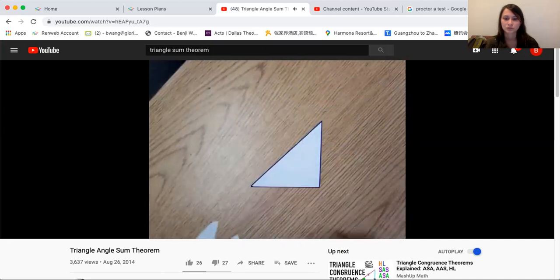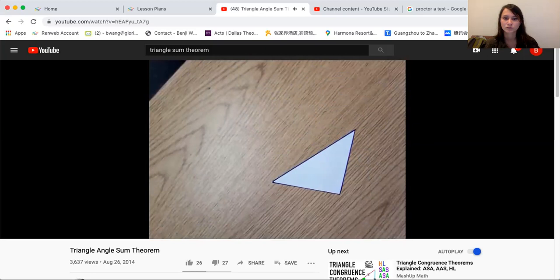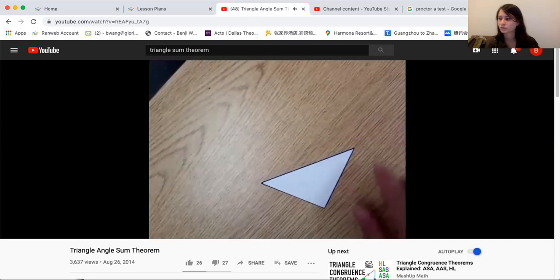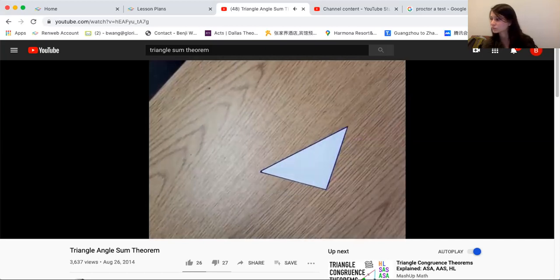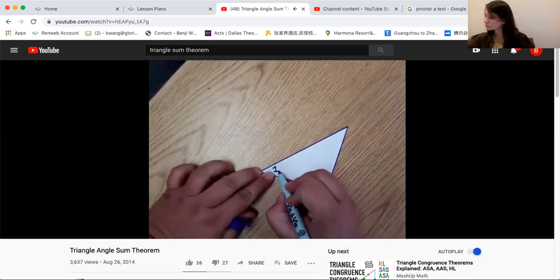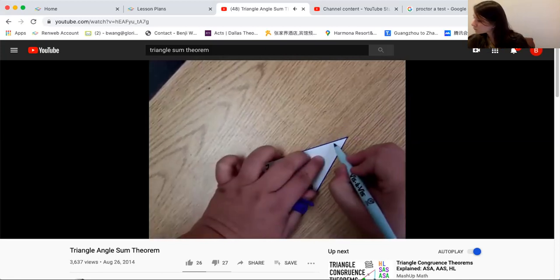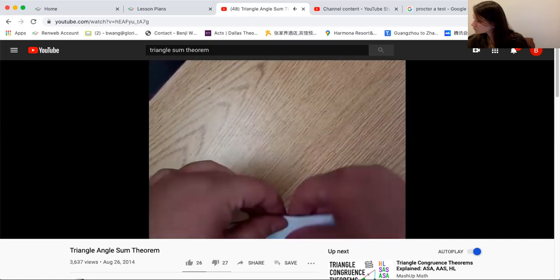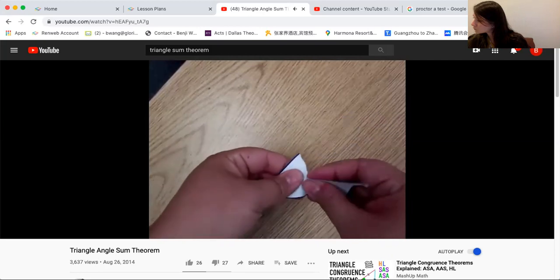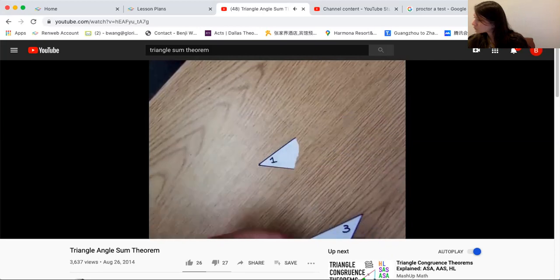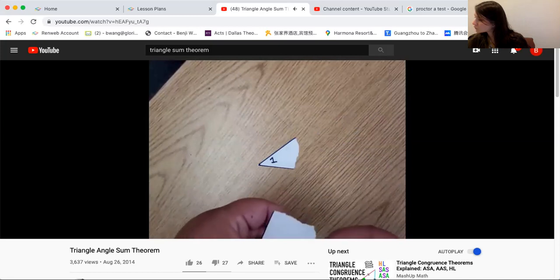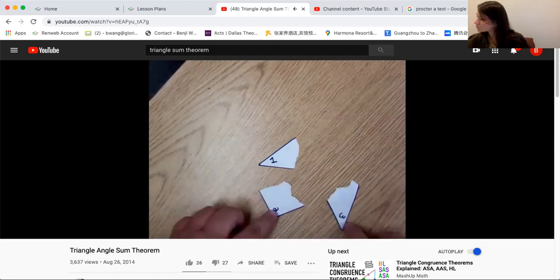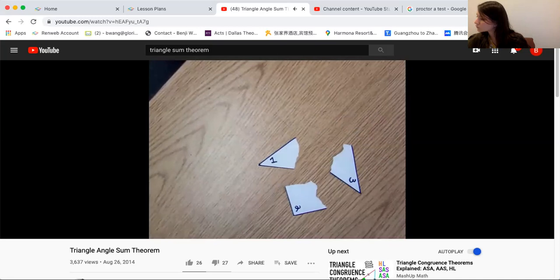Okay, so here's my triangle. It has 3 angles, and again, I'm trying to prove to you that those 3 angles add up to 180. All right, so I'm going to take the angles, and actually, let me number them. I'm going to number them angle 1, angle 2, angle 3. And I'm going to tear up my triangle. I'm not mad at it. I'm just tearing these angles apart. So there's angle 1. And now let me tear apart angles 2 and 3. So I have the 3 angles of my triangle torn apart.